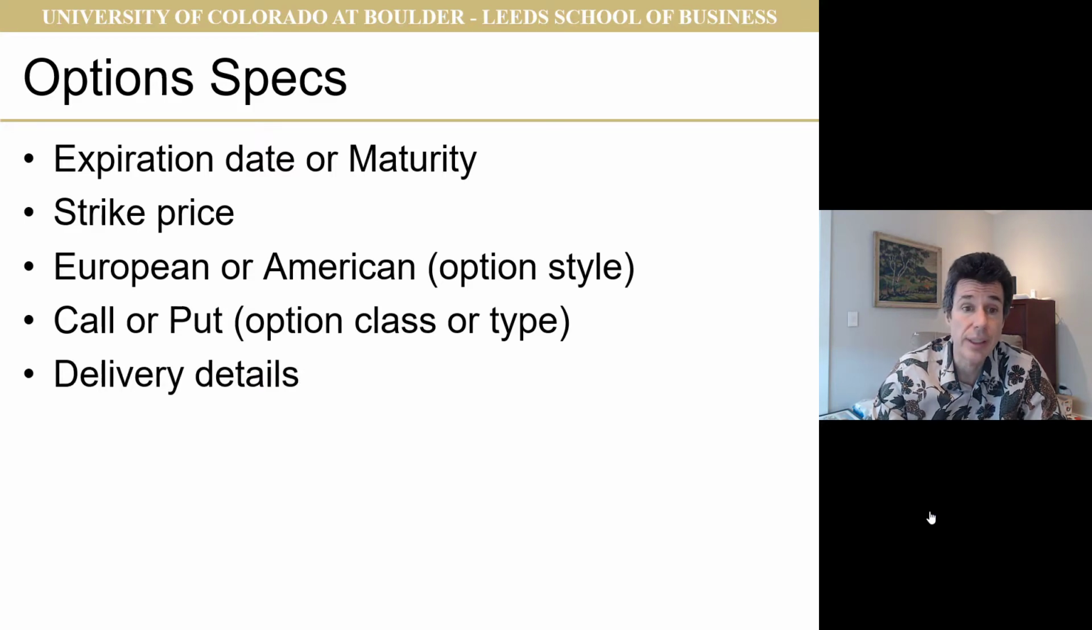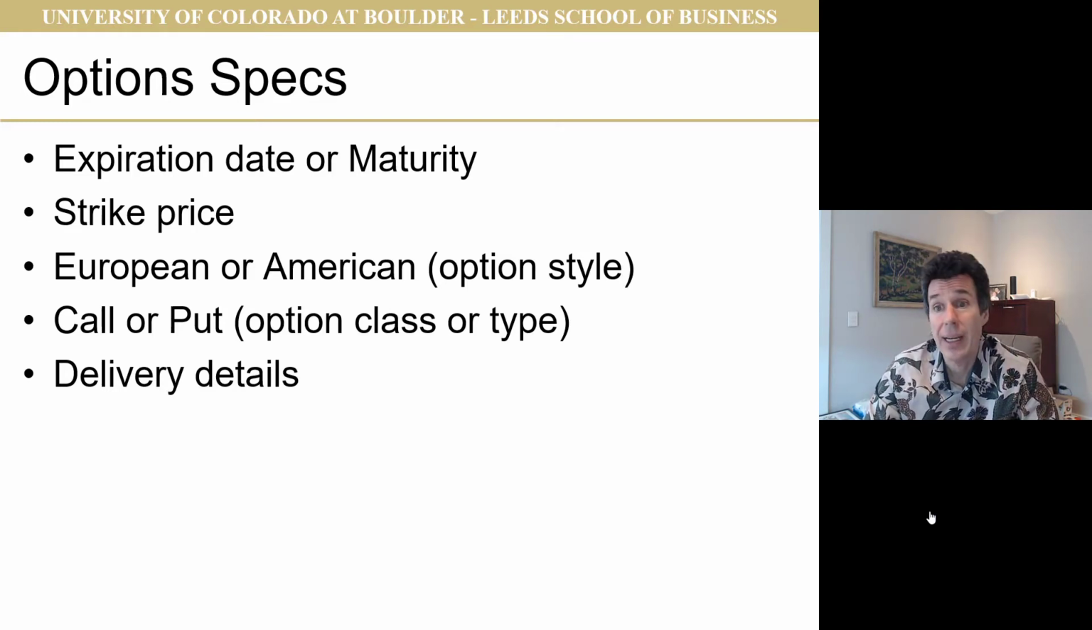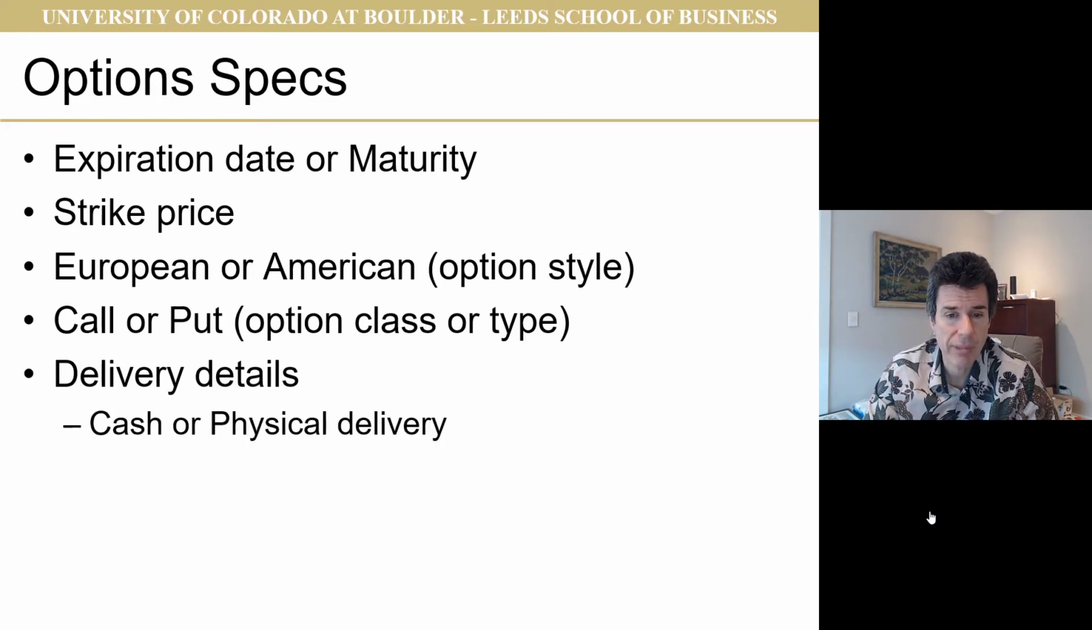We have delivery details. So options on stocks, for example, could be deliverable, meaning when you buy, you actually buy the stocks. They could also be cash settled, which means that you settle for the difference in price between the price at which you would buy and the strike price. So you just make the profit off of the option.